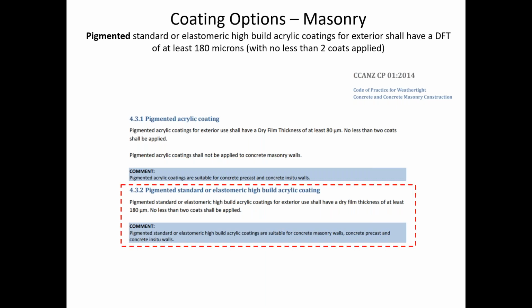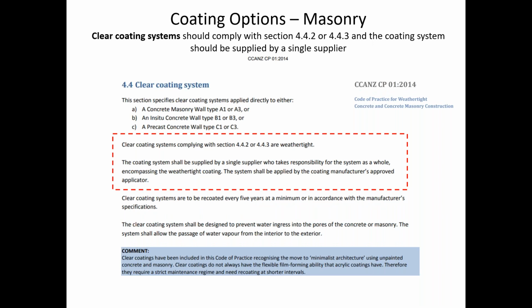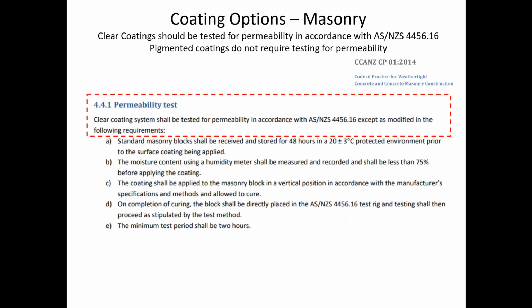Again, on this next slide, zooming in really clearly, this one just states again at 4.3.2 that pigmented or elastomeric high build coatings for exteriors need to be at least 180 microns. And now on this one, just a reminder that all clear coatings should be from the same supplier as you're taking them through, particularly on masonry. And we'll just flick onto the next slide that shows again where the difference is with clear coatings.